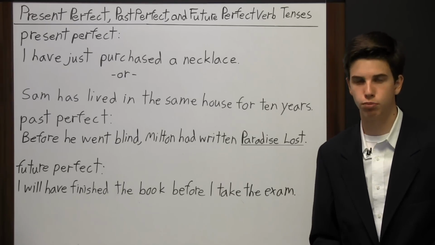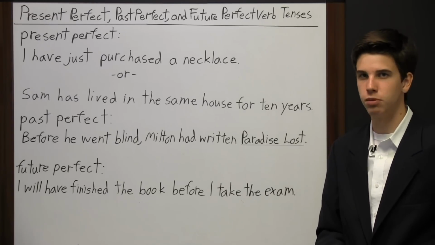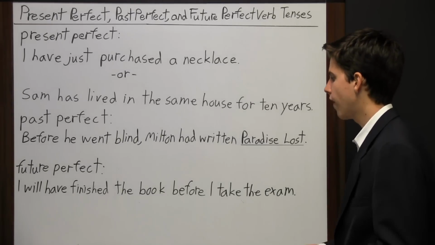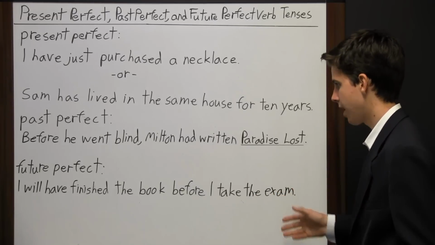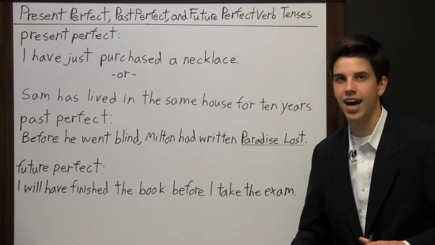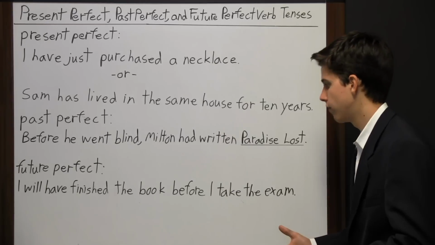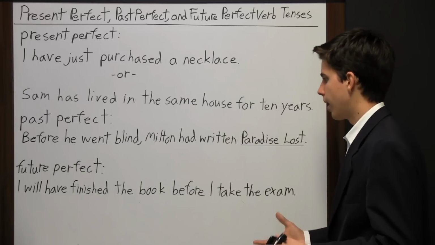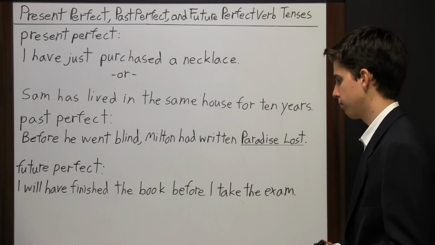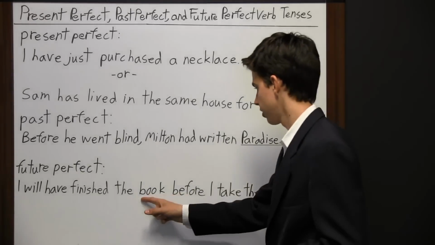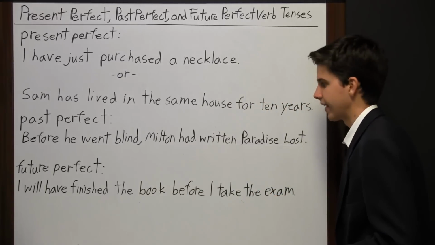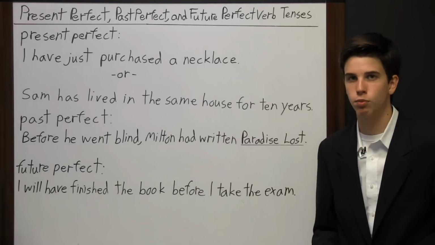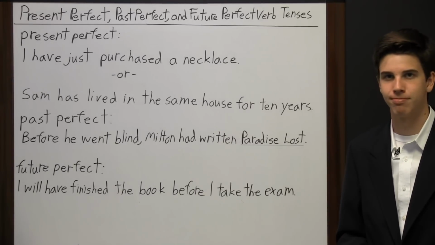And then we come to future perfect, which indicates an action to be finished before a future time. So the example for that is, I will have finished the book before I take the exam. So this is an action that has not happened yet, but is going to eventually be finished. And the sentence is telling the reader before what event that action is going to be completed. See, the writer is saying they're going to finish the book before the event of taking the exam. So that's a look at present perfect, past perfect, and future perfect verb tenses.